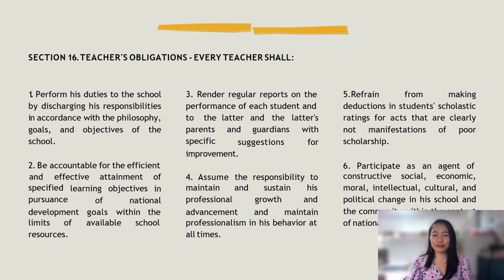Number 5, refrain from making deductions in students' scholastic ratings for acts that are clearly not manifestations of poor scholarship. So let us not always deduct the students' scholastic ratings just because of our personal reasons against them. That is a no-no for our profession. Number 6, participate as an agent of constructive social, economic, moral, intellectual, cultural, and political change in his or her school and the community within the context of national policies.